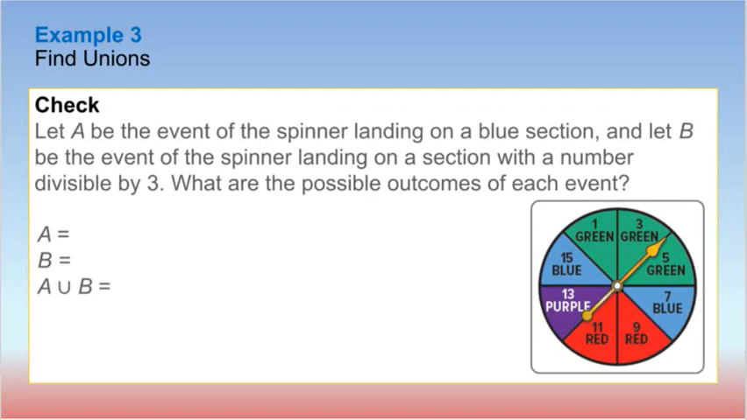Next, let A be the event of the spinner landing on a blue section, and let B be the event of the spinner landing on a section with a number divisible by 3. What are the possible outcomes for each event? What are the possible outcomes of landing on A? For blue, that's 7 and 15.